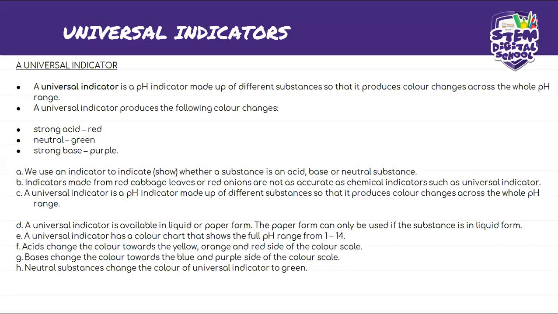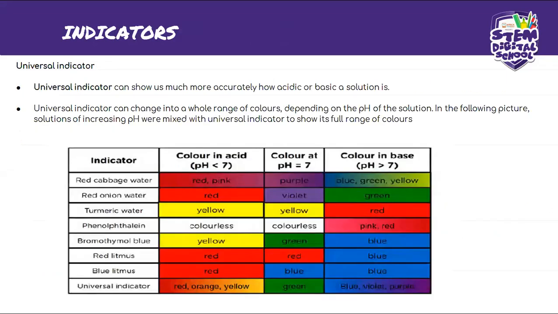A universal indicator has a color chart that shows the full pH range from 1 to 14. Acids change the color towards the yellow, and then orange and red side of the color scale. Bases change the color towards the blue and purple side of the color scale. Neutral substances change the color of universal indicator to green. Okay. Universal indicator can show us much more accurately how acidic or basic a solution is.